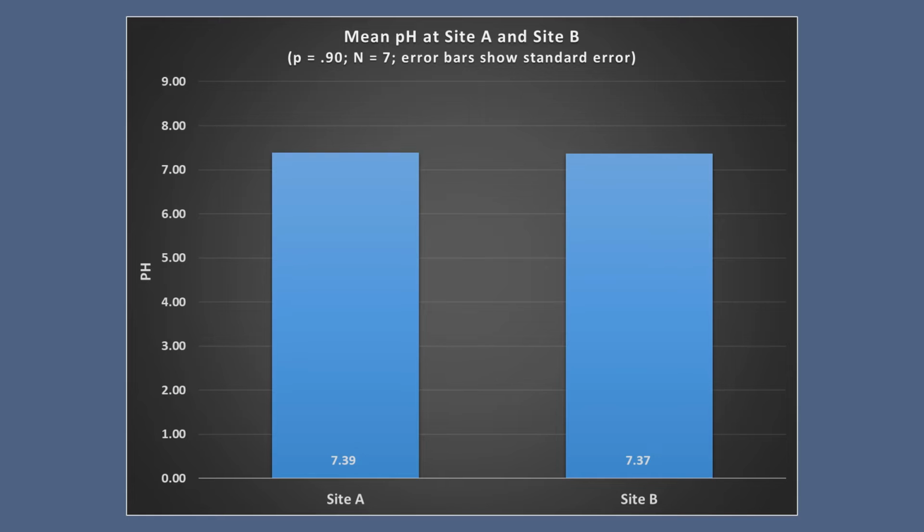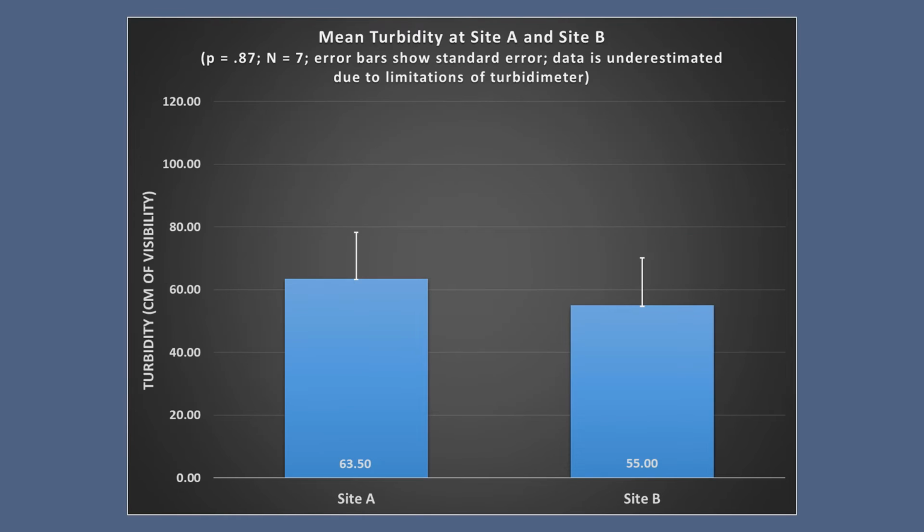My third graph shows a similar story. This is pH at both sites. The y-axis shows the pH scale, and the x-axis shows both sites once again. These values were also very similar and had a high p-value of 0.9, indicating the results were not statistically significant.